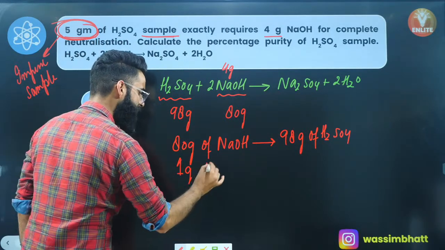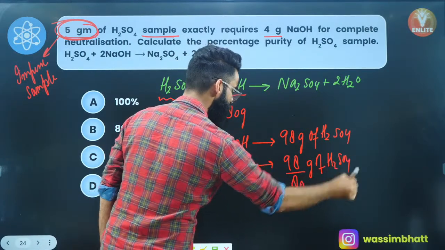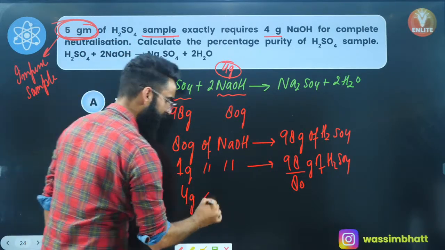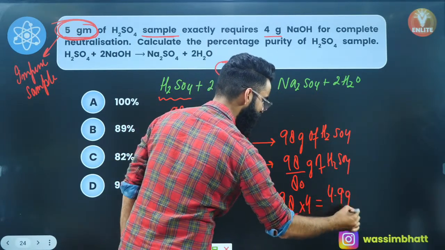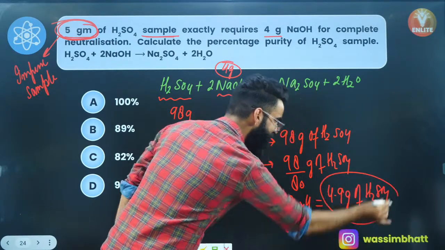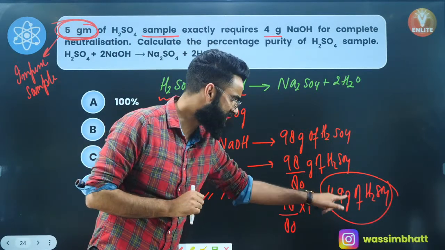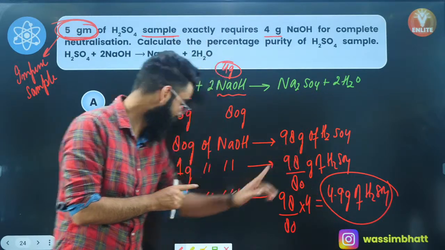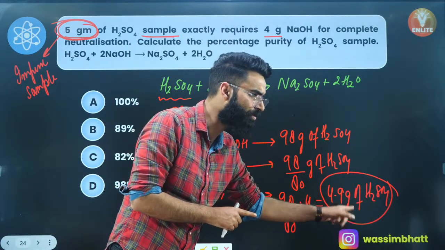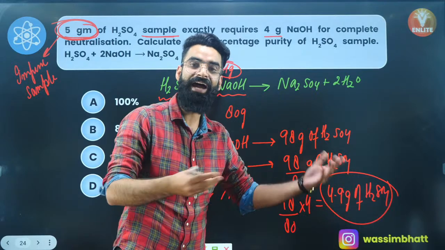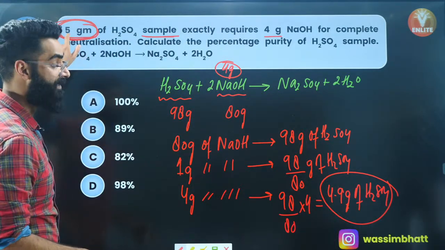So can I clearly say 1 gram of NaOH will be reacting with 98 divided by 80 grams of H2SO4, right? So 4 grams of NaOH will be reacting with 98 divided by 80 multiplied by 4, and this value comes out to be 4.9 grams of H2SO4. So this is the mass of H2SO4 which has participated in the reaction. And that mass of the substance which participates in the reaction, that's what we call the pure mass. So this is the pure mass of H2SO4 present in 5 grams of impure sample.